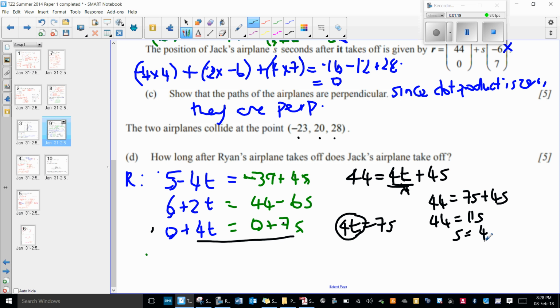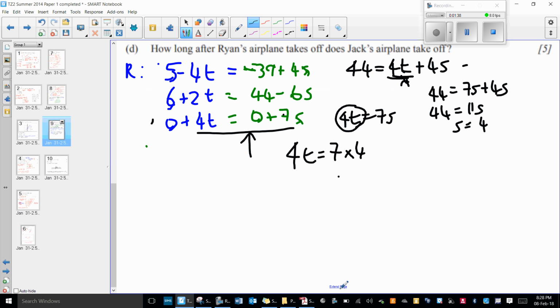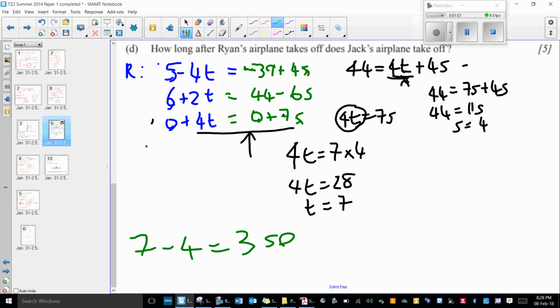I now need to find the value of t. So I can stick that into, oh, actually this one here. So 4t equals 7 times 4. 4t equals 28. t equals 7. So if s is 4 and t is 7, then in answer to the question how long after it, it's 7 take away 4, which is 3 seconds.